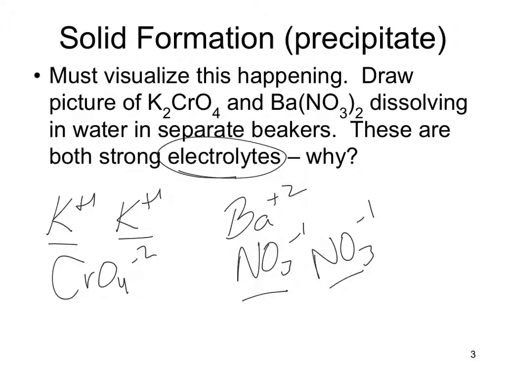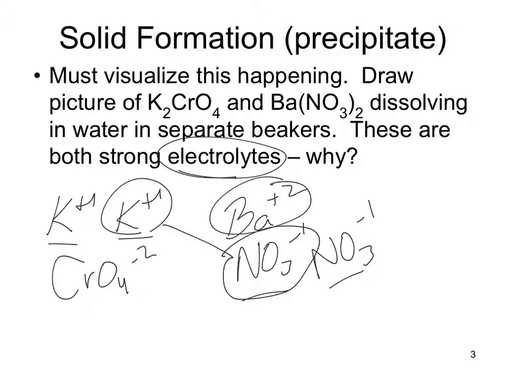Now, how do we know a precipitate occurs, and what could it be? Well, it can't be K plus 1 and barium plus 2, because they're both positives. In the same sense, it can't be chromate and nitrate, because they're both negatives. You have to have a positive and negative coming together to make a zero net charge. So could it be potassium nitrate? Well, possibly. Could it be barium and chromate? That's our other possibility. Those are our only possibilities.